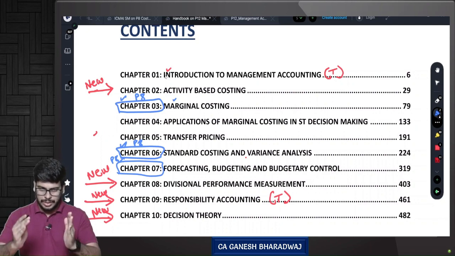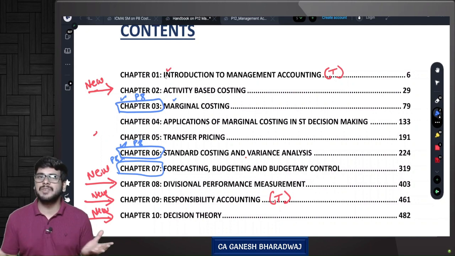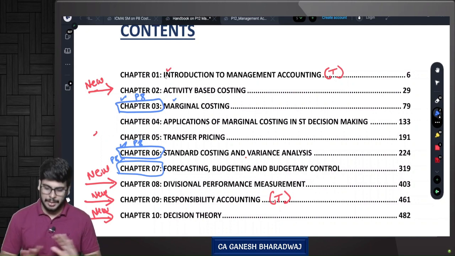If you are a person who is attending only paper 12 management accounting, don't worry, everything will be started from the scratch with every contextual background given. Are you clear with this?